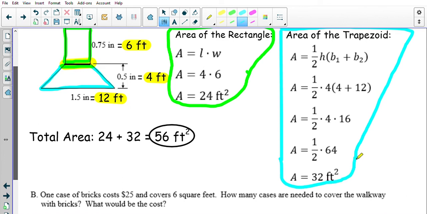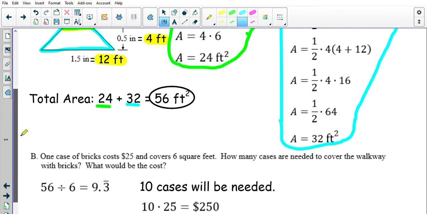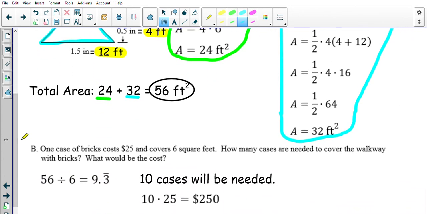So if I want the area of the entire walkway, I'll add the rectangle, which was 24, to the trapezoid, which was 32, and I get a total area of 56 feet squared. Now part B is application. One case of bricks costs $25 and covers 6 square feet. How many cases are needed to cover the walkway with bricks? What would be the cost?